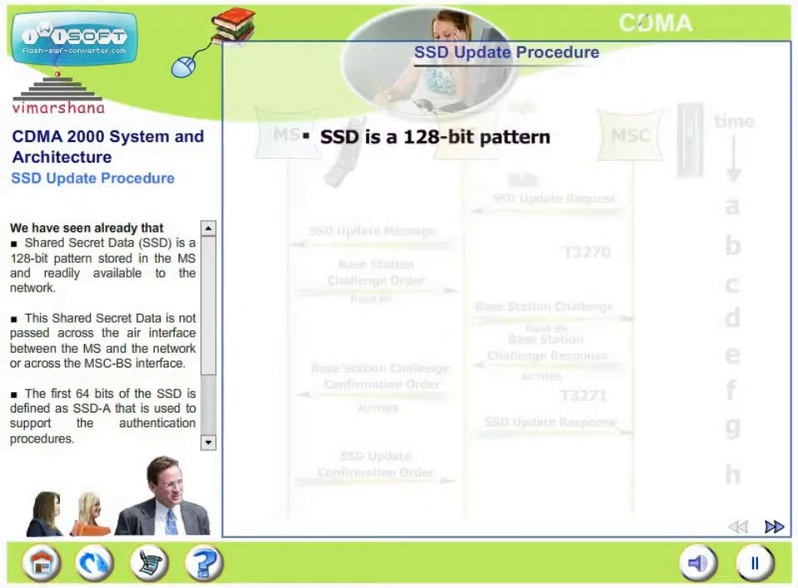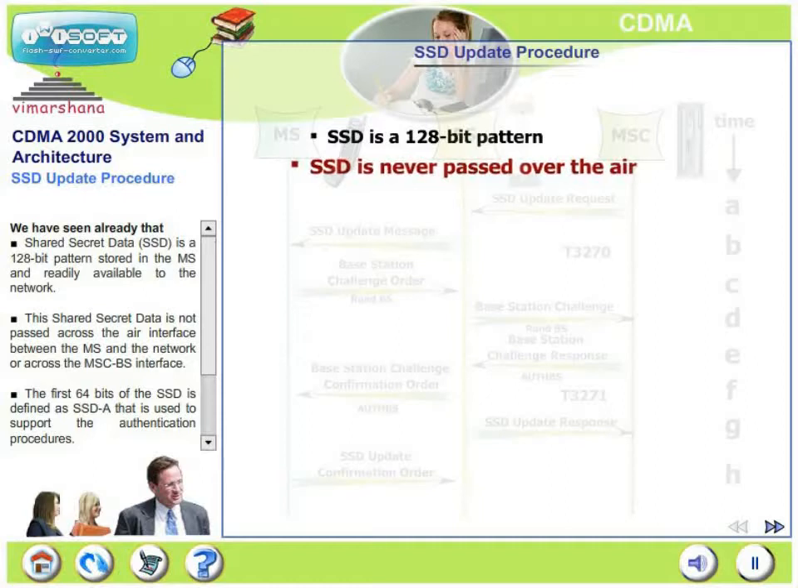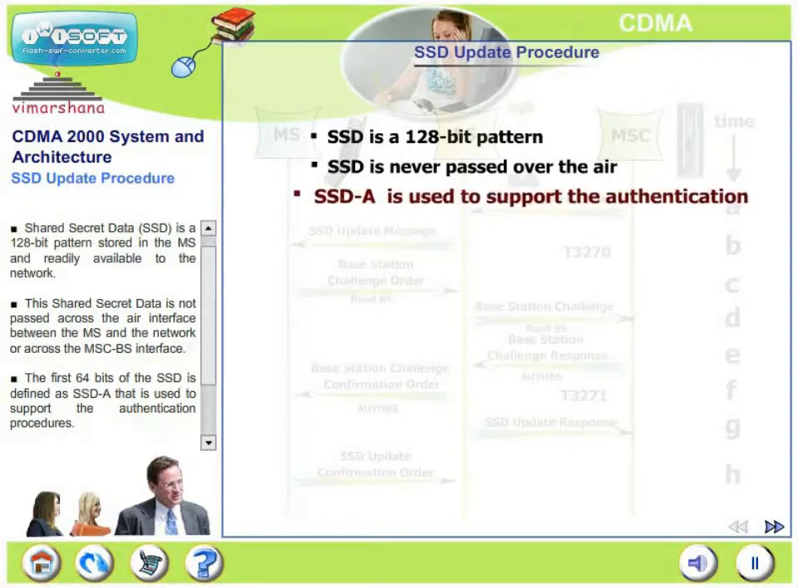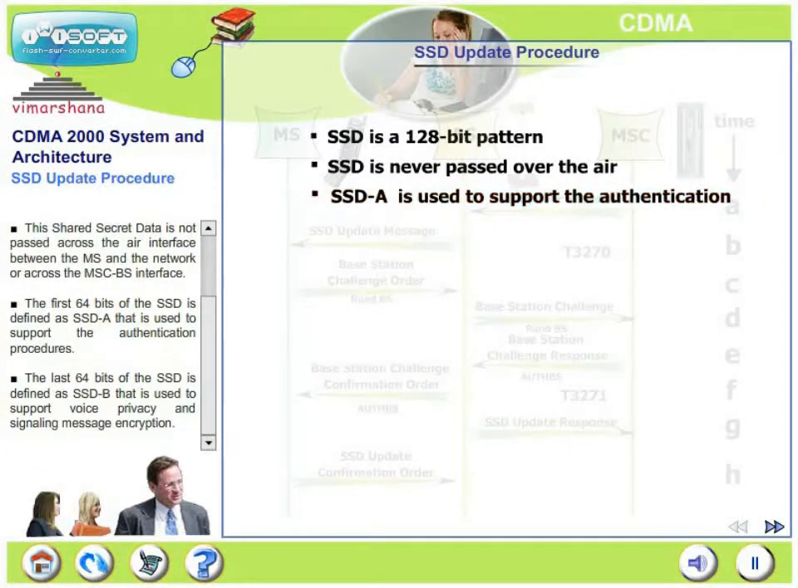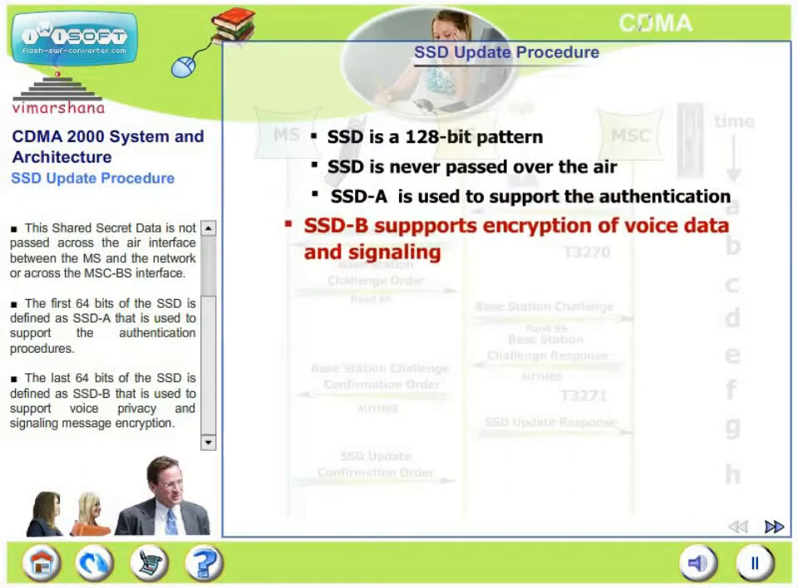We have already seen SSD is a 128-bit pattern stored in the mobile and it's readily available in the network. This SSD is not passed across the air interface, that is, it is never transmitted over the air between the mobile and the network at any point of time. The first 64 bits is SSD-A, the second 64 bits is SSD-B, and we know the role of SSD-A and SSD-B.